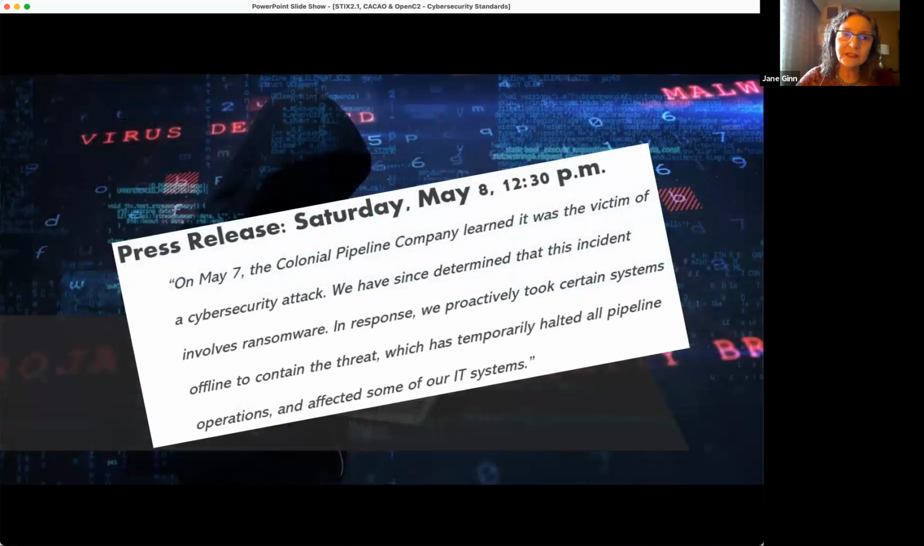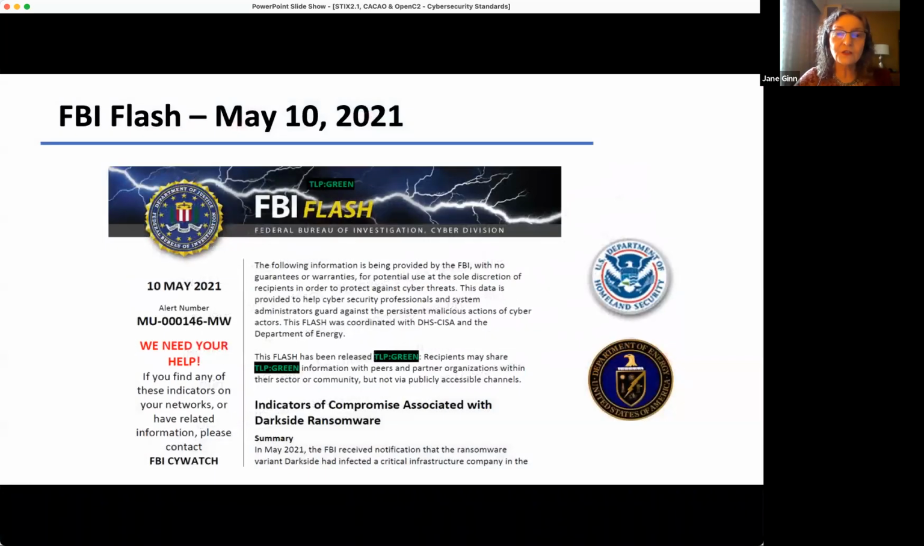And the first announcement came out from a press release on Saturday, May 8th, when Colonial Pipeline Company learned that it was a victim of the cyber attack. They proactively took certain systems down, which then shut down their entire pipeline. 2 days later, the FBI came out with an FBI flash, TLP green level, in association with DHS and the US Department of Energy, warning the defender community about this ransomware as a service organization called DarkSide.